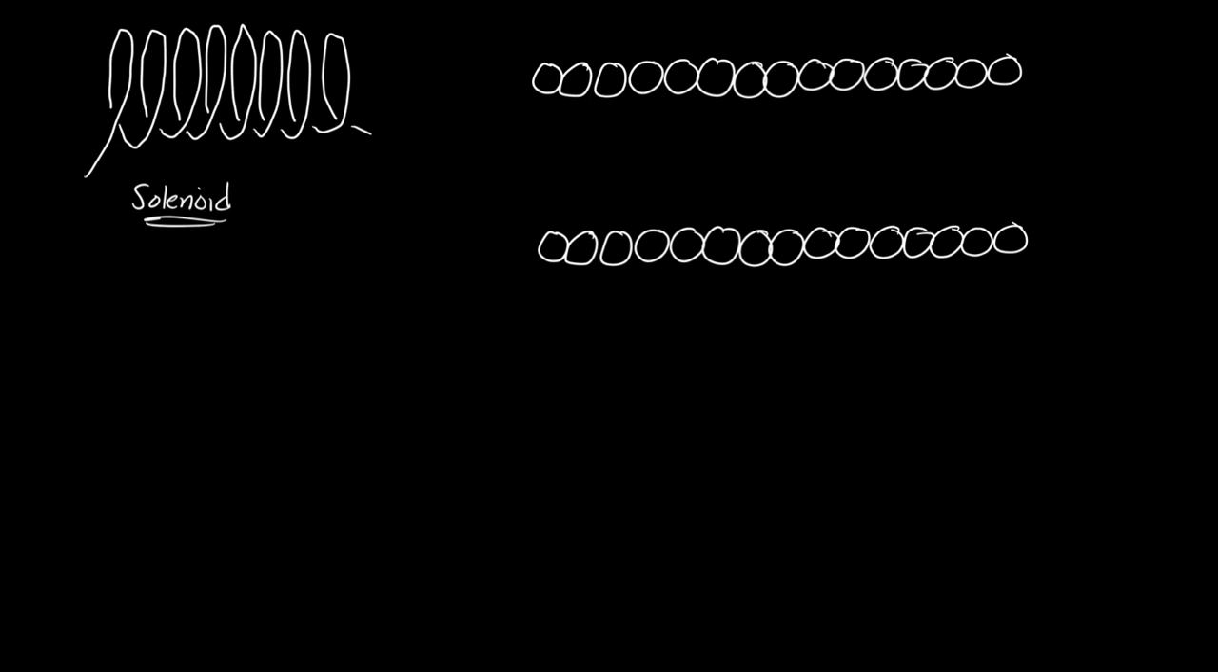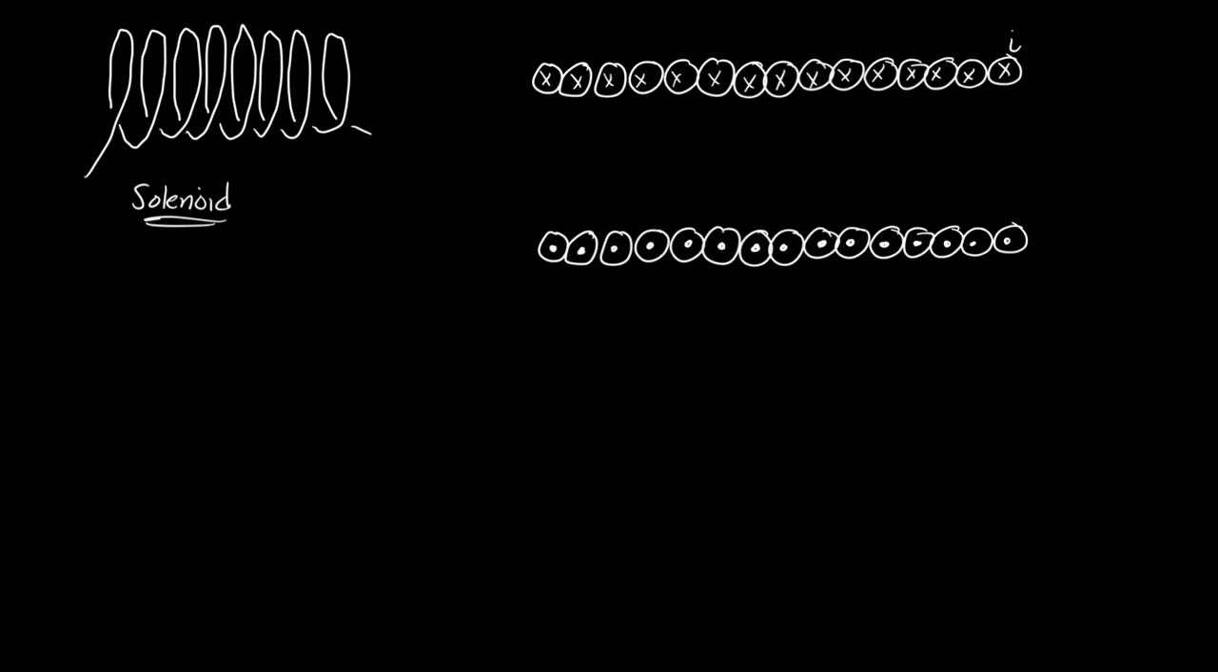I'm going to make current I go into the board at the top, and out of the board at the bottom. So every one of these loops has the same current in it. What we've done is just have them tightly packed.